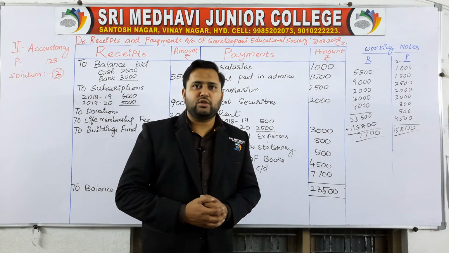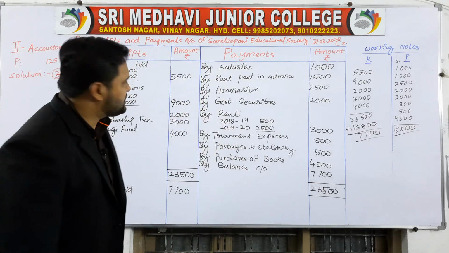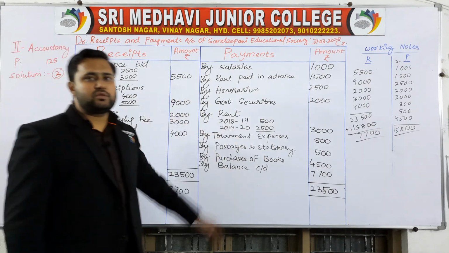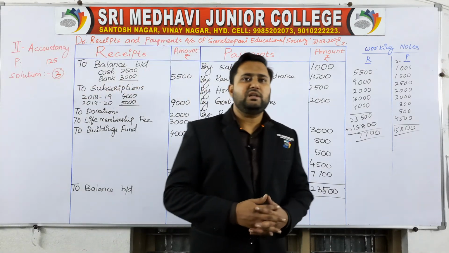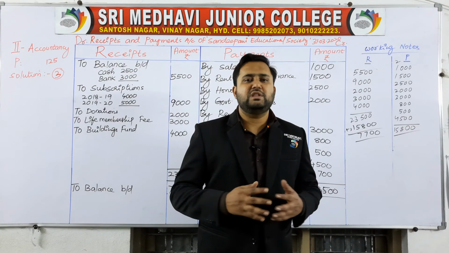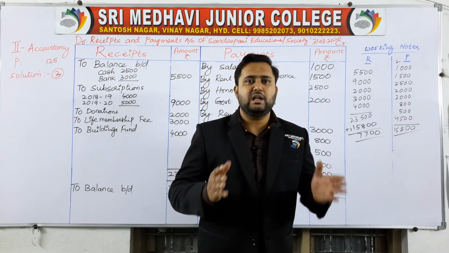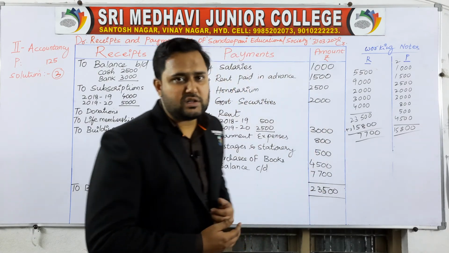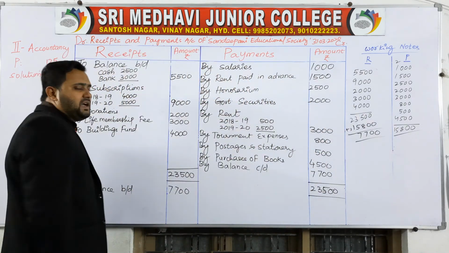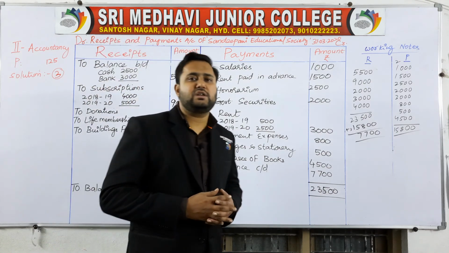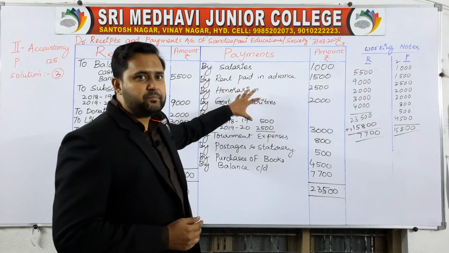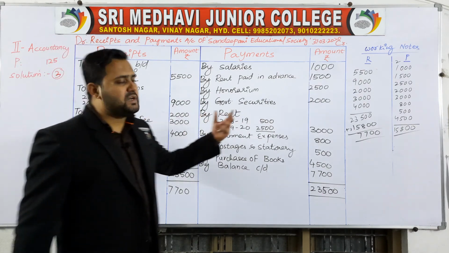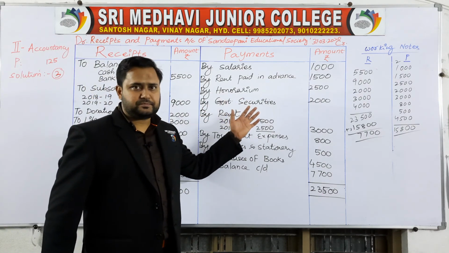So how are you going to prepare the receipts and payments account? You need to draw the 4 columns: receipts, amount, payments, amount. All the information given in the question is mixed between receipts and payments. You need to segregate that. Whatever amounts the Society has received, write here, and the payments made by the Society, write here. In short, all the receipts should be written on one side and all the payments made on the other.